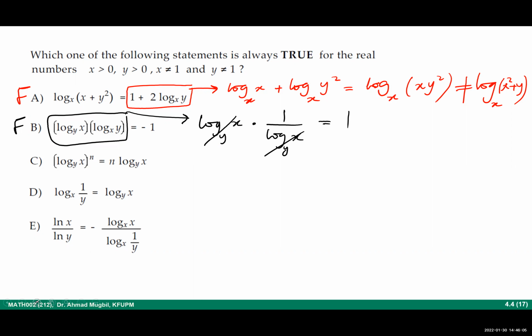Okay. What about the third one? True or false? Again, it is false. Why? Because this one here on the left, on the right, it is in fact equal to what? Log y of x, not log x, log y of x, all to the power n. This will stay as it is. Excellent. What about D?